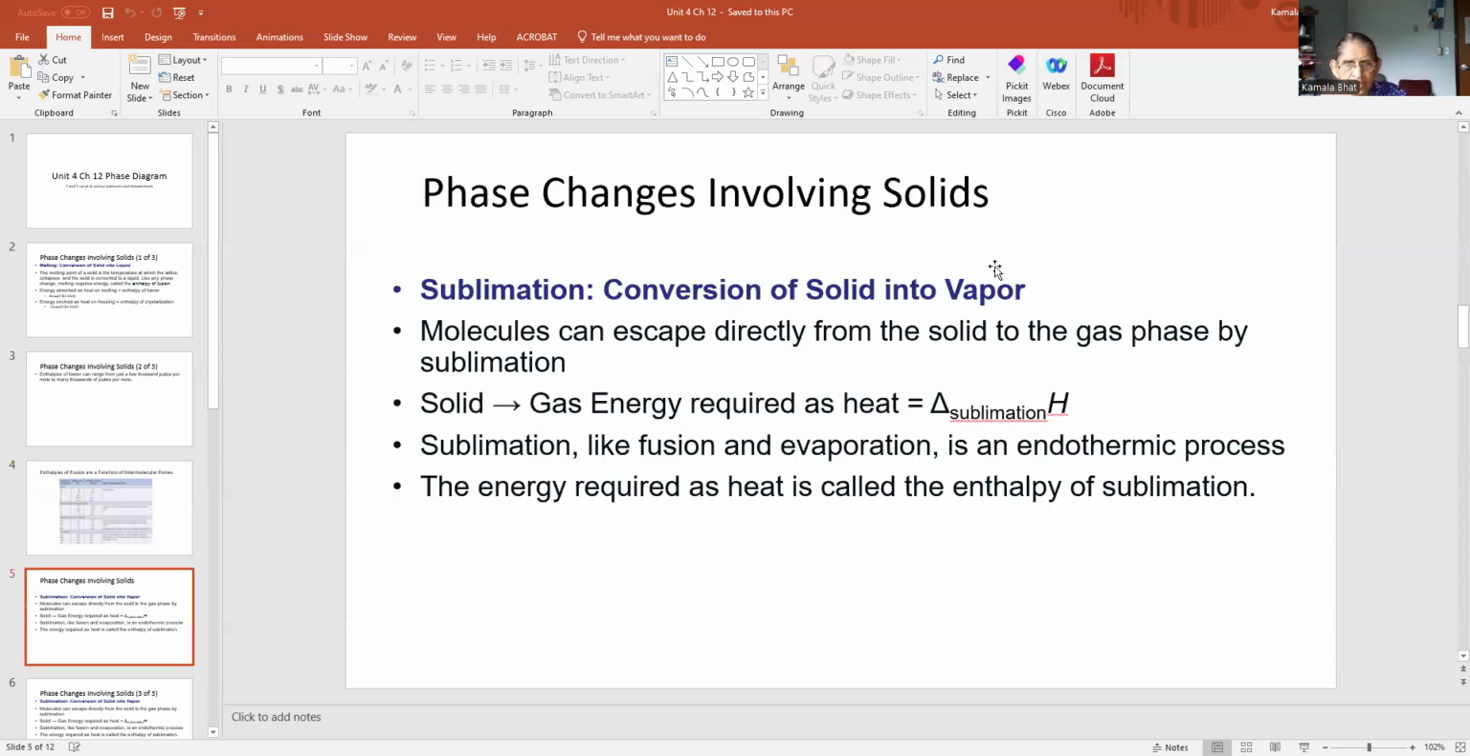Now, the next phase change is phase change involving solids. Sublimation is conversion of the solid into a vapor state without going directly through the liquid state. So the solid to gas requires energy as heat. So sublimation, like fusion and evaporation, is an endothermic process. The energy required is called the enthalpy of sublimation.